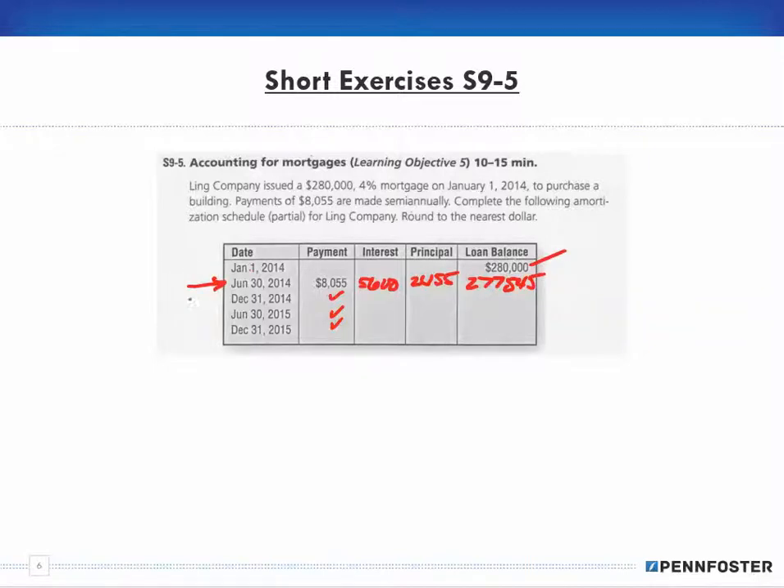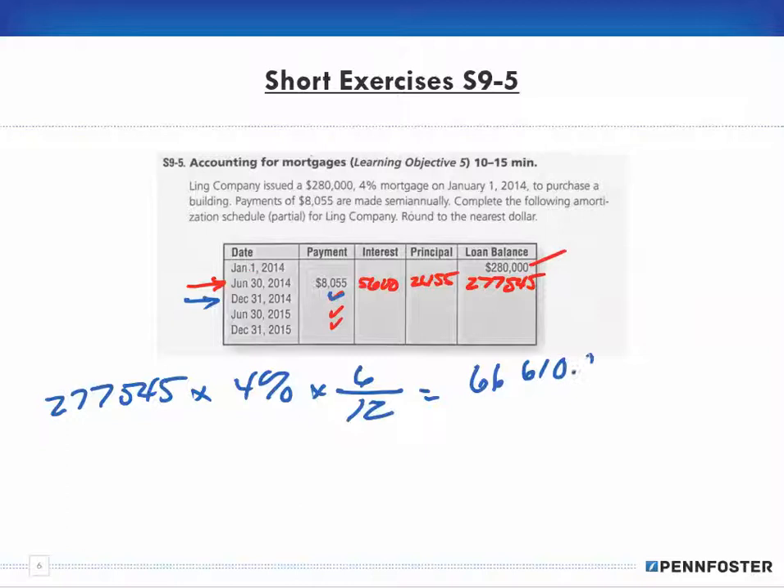Now we're going to work on December 31st. 6 months later, we're going to make a payment of $8,055. What's the principal and what's the interest? We start with 277,545, because that's the remaining amount we're borrowing against at 4% interest times 6 over 12. So 277,545 times 4% times 6 is 66,610.80, and we divide that by 12, and we get 5,550.90. So we're going to round it to $5,551. That's our interest for December 31st.